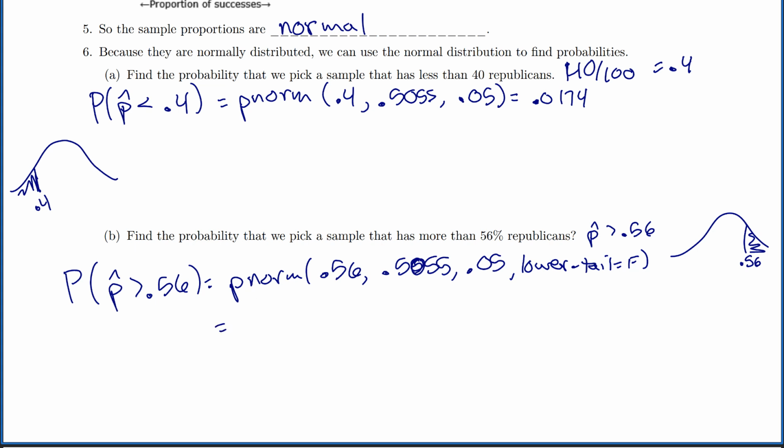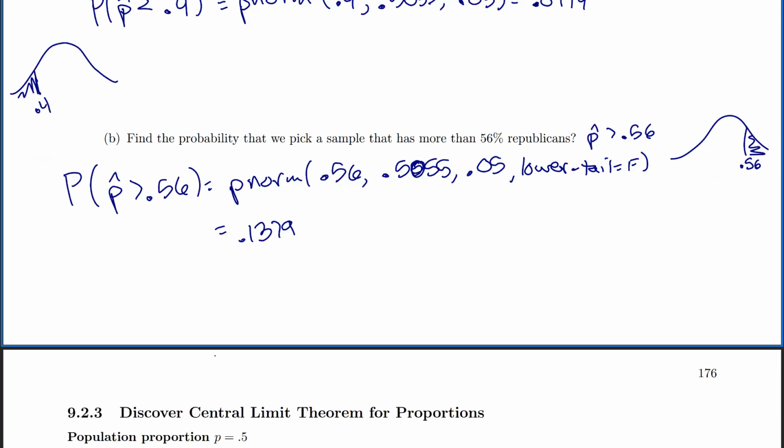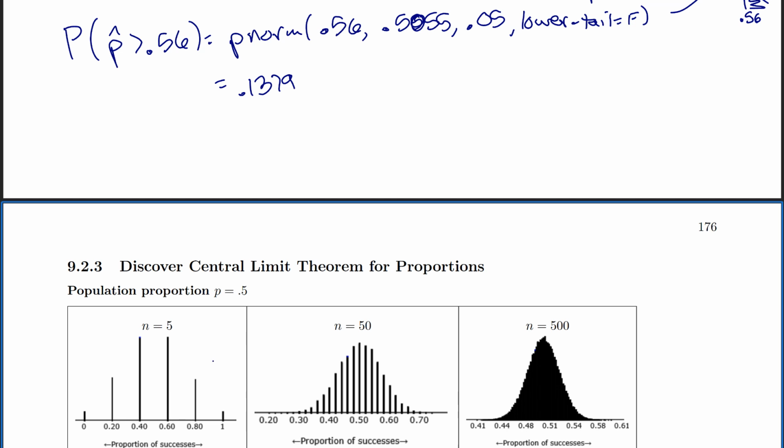And this should give me something about 0.1379. If your rounding's a bit off, that's fine.